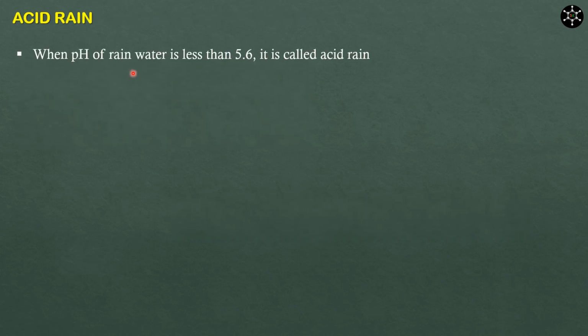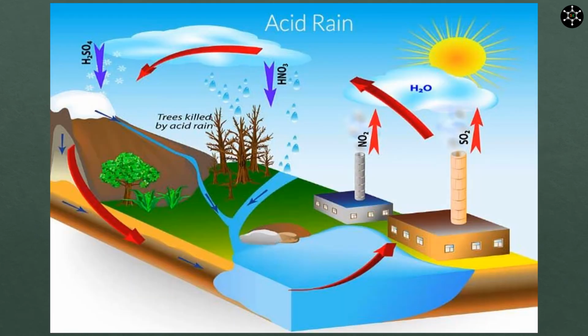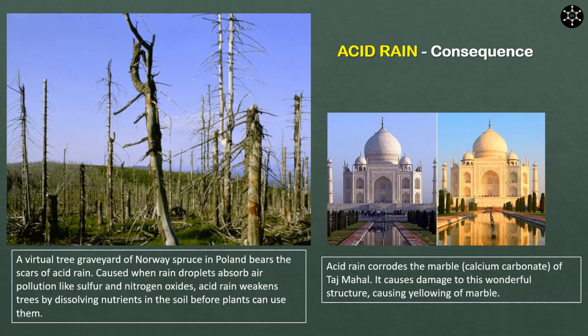When the pH of rainwater is less than 5.6, it is called acid rain. A mixture of acids contributes to this acid rain. Due to industrial activities, oxides of nitrogen and sulfur enter the atmosphere and react with water and get converted to respective acids. This is the way these acids enter the water cycle. Whenever it rains, these acids also come down along with the rainwater, reach water bodies and lower their pH. We can see the consequence of acid rain in these two pictures.